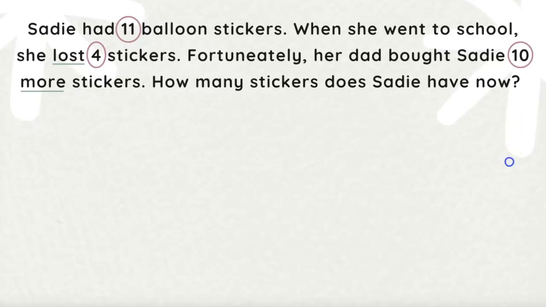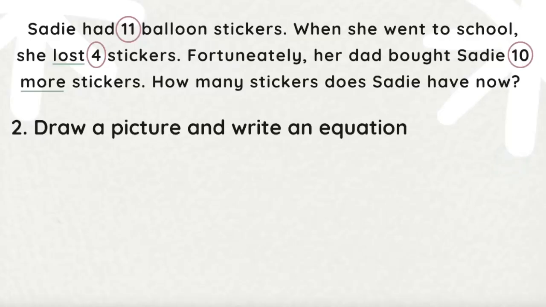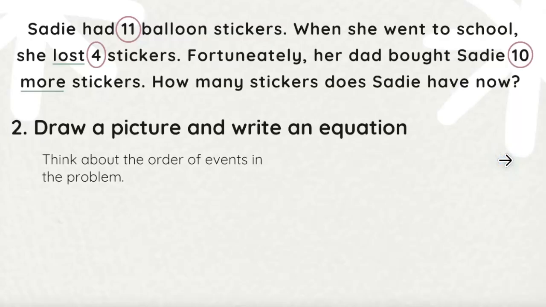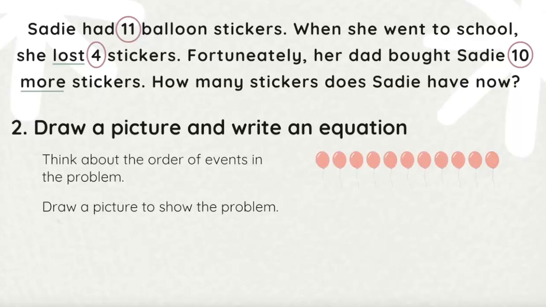Our next step for solving is drawing a picture and writing an equation. So first, we need to think about the order of events in the problem. I know that Sadie lost stickers and then she gained stickers, meaning that subtraction has to happen first, then addition. Now we need to draw a picture to show the problem. So first I want to draw the 11 stickers Sadie started with. Then I want to draw the 4 stickers that she lost. Finally, I will draw the 10 stickers that she gained. This will be my drawing that I will use to help me solve the problem.